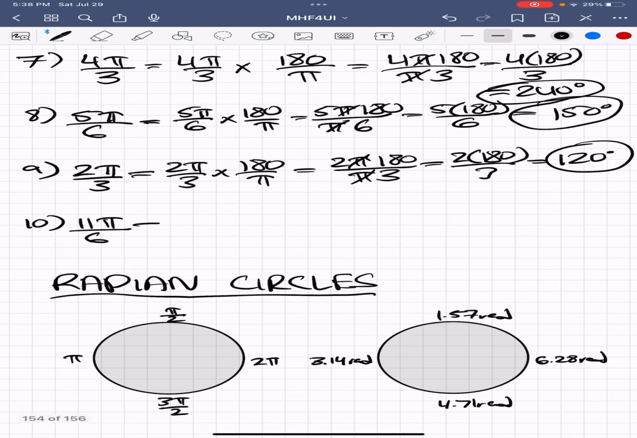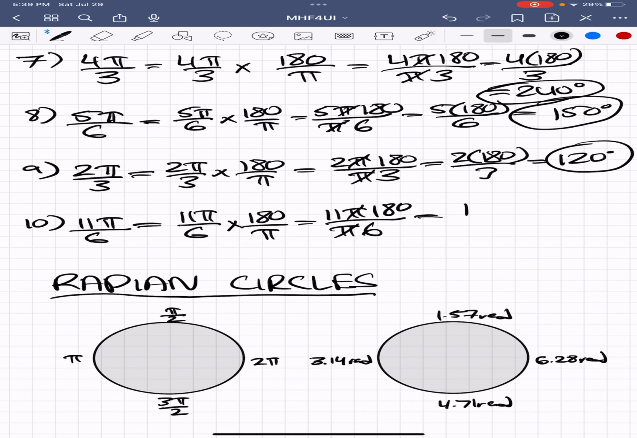If you plug that into your calculator, 11 pi over 6 times 180 over pi. Pi is common on the top and the bottom. Then we have 11 multiplied by 180 over 6, and it should be 330 degrees if you plug that into your calculator.